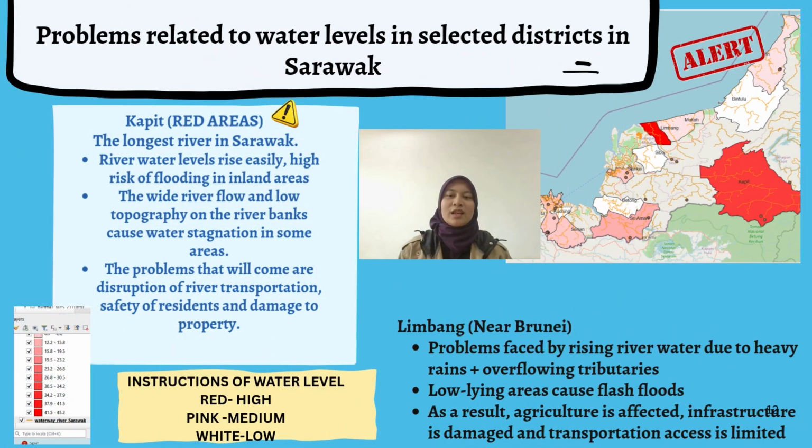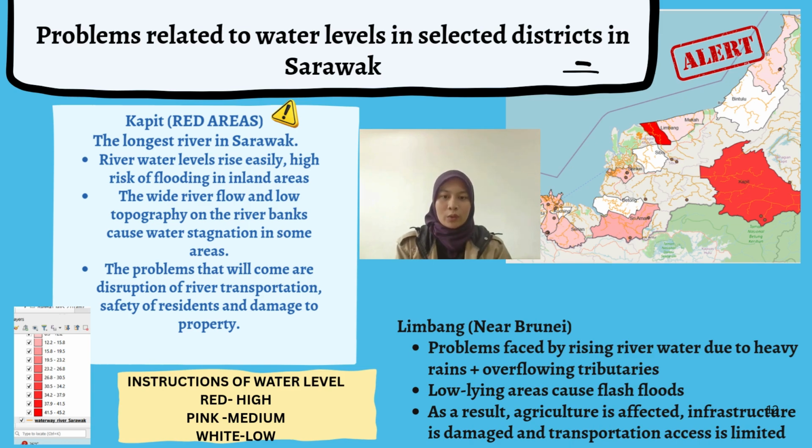Okay, next I will explain the detailed problem related to water level in selected districts in Sarawak. As you can see, the districts in Sarawak have two areas in red color, meaning the areas have high intensity water level. Kapit has the longest river in Sarawak. River water level rises easily, with high risk of flooding in inland areas.